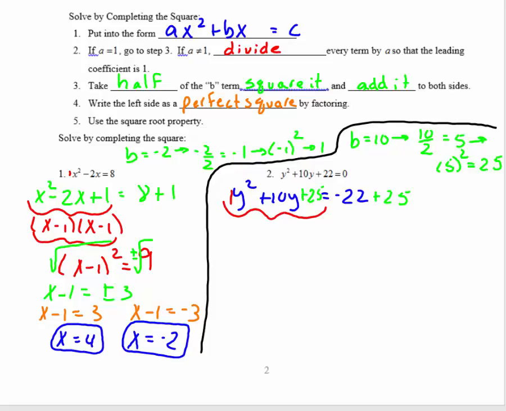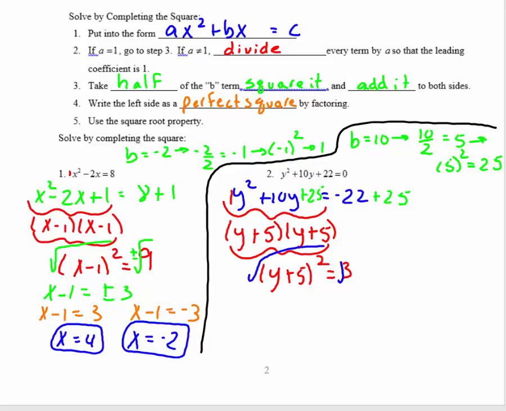Factors of 25 that add up to 10 are 5 and 5, so y plus 5 times y plus 5. And y plus 5 times y plus 5 is just y plus 5 quantity squared. On the right-hand side, negative 22 plus 25 is 3. So then we could take the square root of the left and the square root of the right, not forgetting plus or minus. So on the left-hand side, the square and the square root just cancel each other out, and we get plus or minus the square root of 3 on the right-hand side.